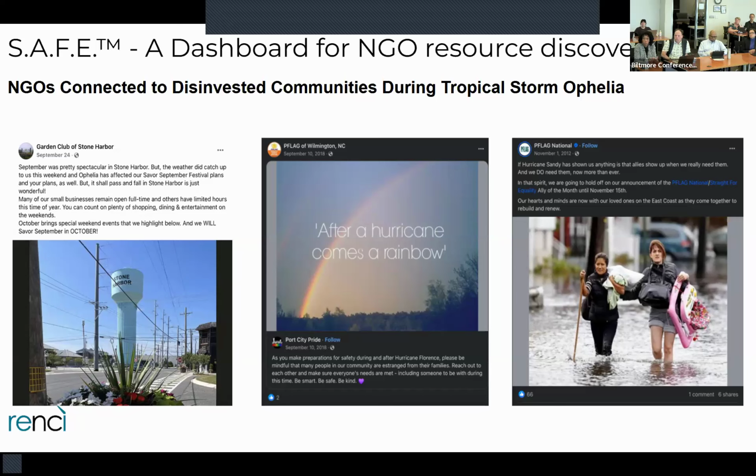These are some quick examples that we found. This is after Tropical Storm Ophelia, based on information that a few NGOs in the area, really on the Eastern Coast, were posting on their websites. So the dashboard can offer the opportunity to not only identify NGOs and what types of supports they provide, but also see which ones are talking about the event, who could be best positioned to support the communities that they serve.